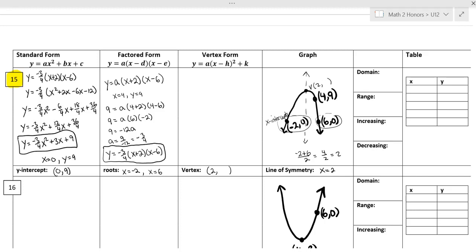Now for vertex form, we already have a. We know a is negative 3/4. We found that with factoring. We found that in standard form as well. We have h. We just don't have k.